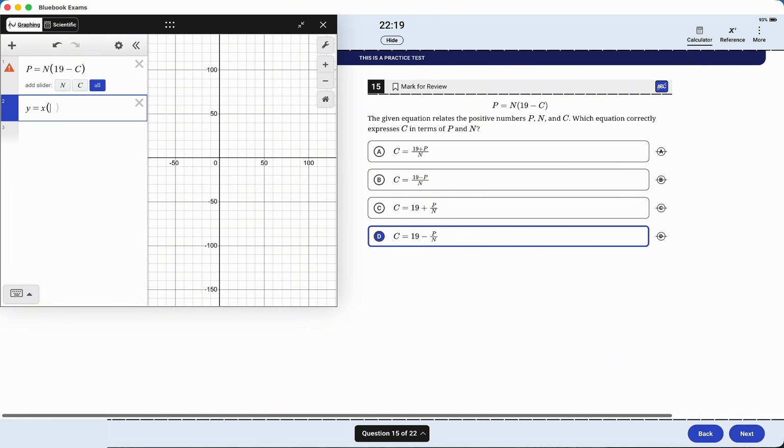Y equals X, and then 19 minus, and I'm just going to make up a number for C. They say these are positive numbers, so you probably want to pick a positive number. I'm just going to make it 5. So it doesn't matter that P is Y, N is X, and C is 5. You could have made X something else, Y something else, and something else the number. Just never plug in 0 and 1, right?